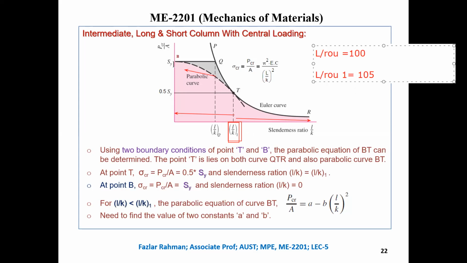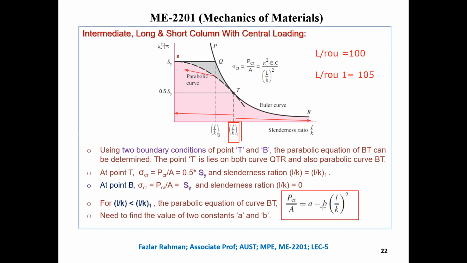But we didn't derive yet the equation for BT curve, right? But we have to derive it. So let's see how we can derive. Johnson took this equation: P critical by A minus B by L square. That means X equal to Y. This is P critical by A by Y, because Y axis is P critical by A. So he found Y equal to A minus B X square, and A, B are constants. And this constant we can figure out.